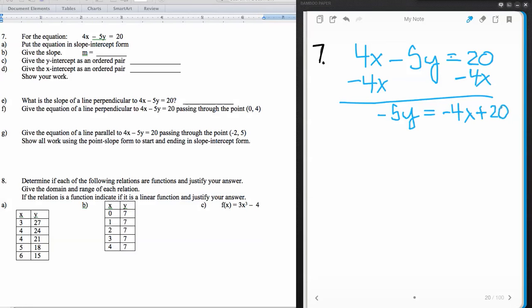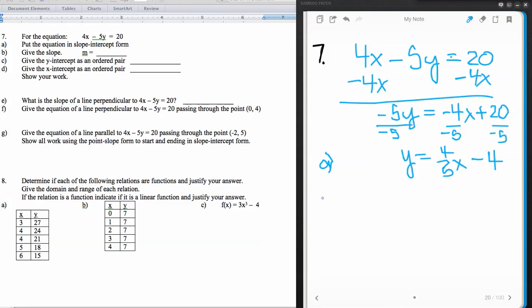And finally, we need to get rid of that numeric coefficient, so we'll multiply by the reciprocal of that in all three terms. And remember, that looks like division because it is. Now we have positive y is equal to a negative divided by a negative, which is a positive, 4 fifths x, and then minus 20 divided by 5, which is 4. Now we have it in slope-intercept form. So that was part A.